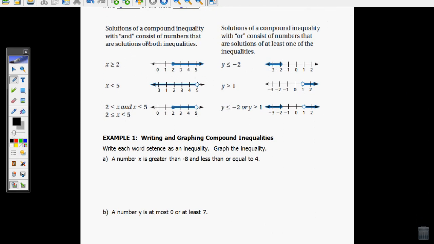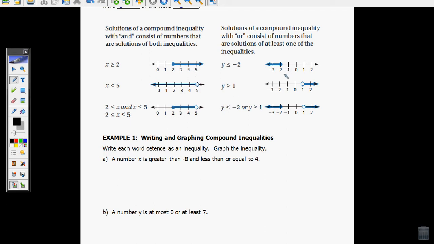Solutions of compound inequalities with "and" consist of numbers that are solutions of both inequalities. So if I have x is greater than or equal to 2, we know that that's a closed circle on 2 pointing to the right. And if x is less than 5, that's an open circle on 5 pointing to the left. But when I make a compound inequality using both of those, x is greater than or equal to 2 and x is less than 5, the solution is only the places where those two solution sets overlap, between 2 and 5 basically.